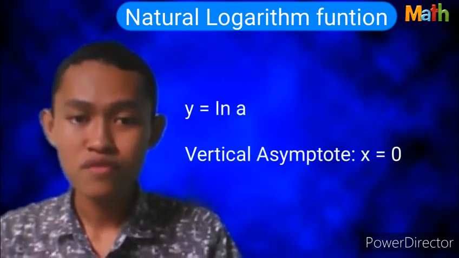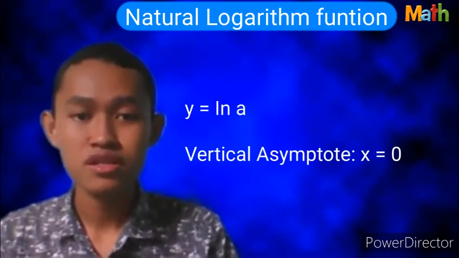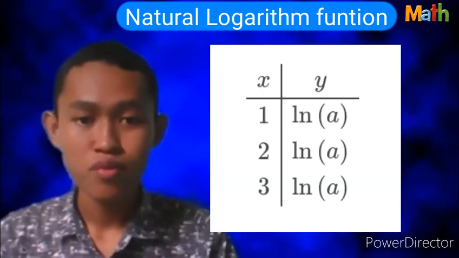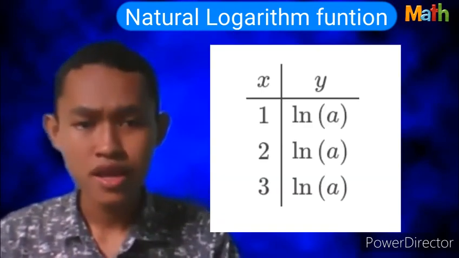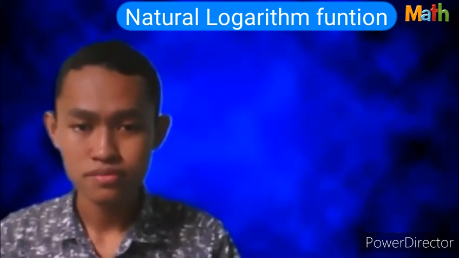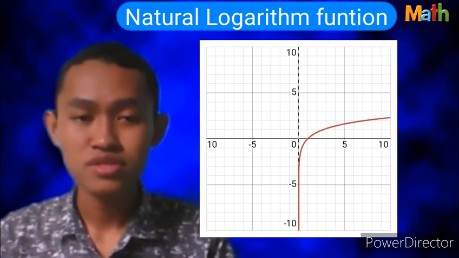For example, y equals ln x. The logarithmic function can be described using the vertical asymptote at x equals 0. And the points are 1 ln x, 2 ln x, 3 ln x, and so on and so forth. And the graph will look something like this.